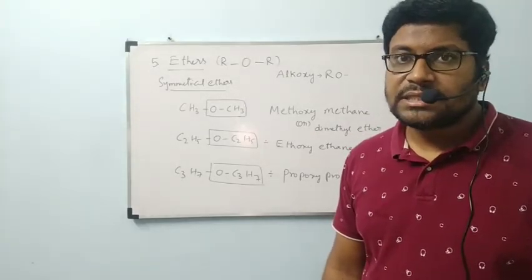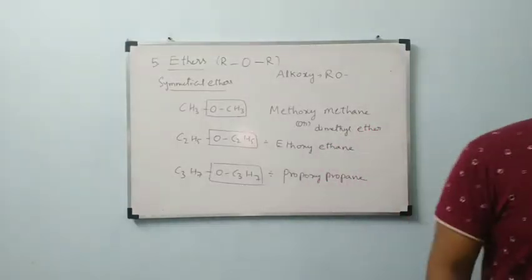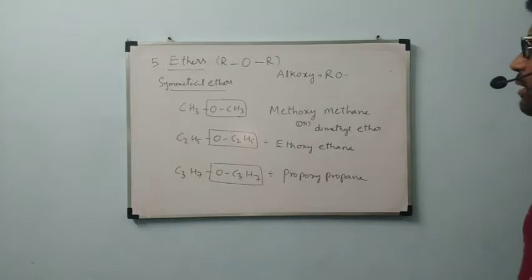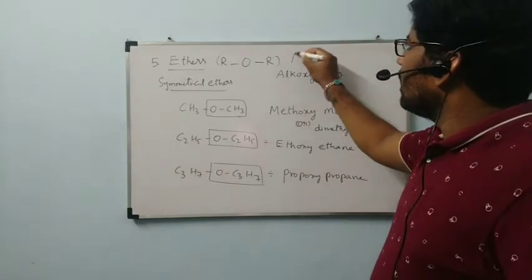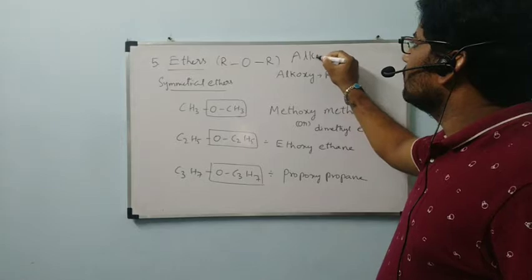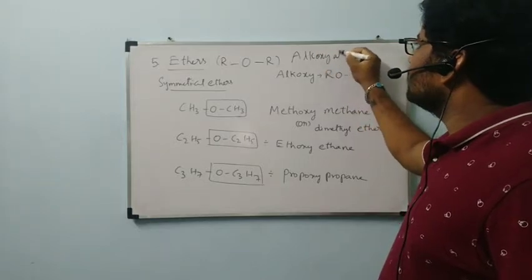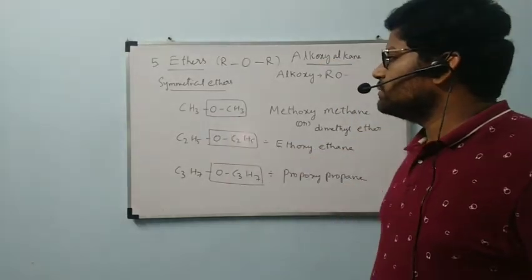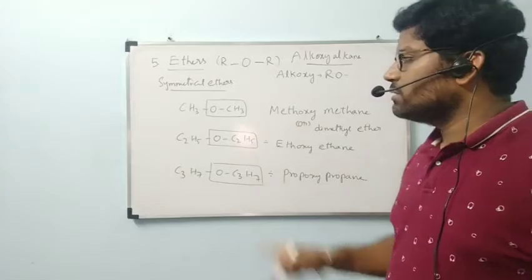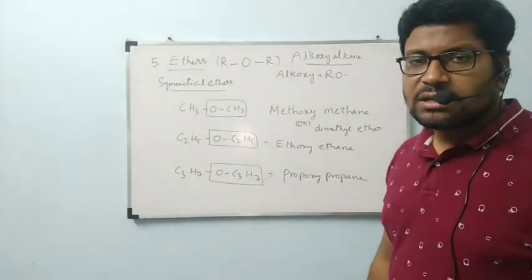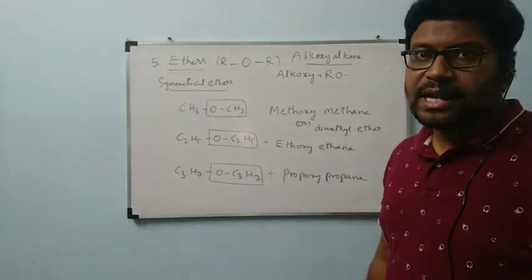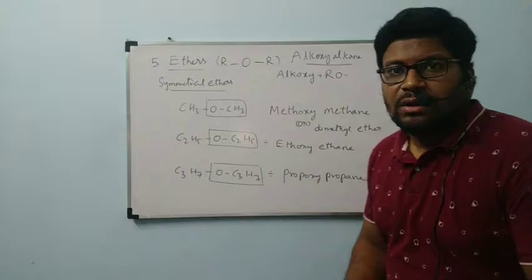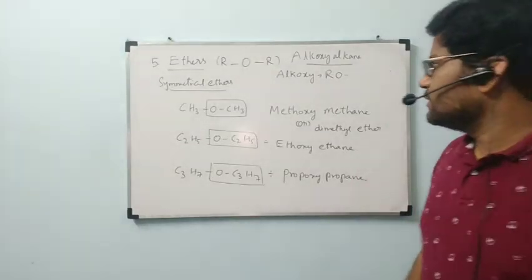Now we have to go through unsymmetrical ethers. Note down the names carefully, all of you. Generally, the name of an ether is written as alkoxyalkane. If it contains one carbon on both sides, methoxymethane. If it contains two carbons on both sides, ethoxyethane. If it contains three carbons on both sides, propoxypropane. Like that it will be alkoxyalkane.